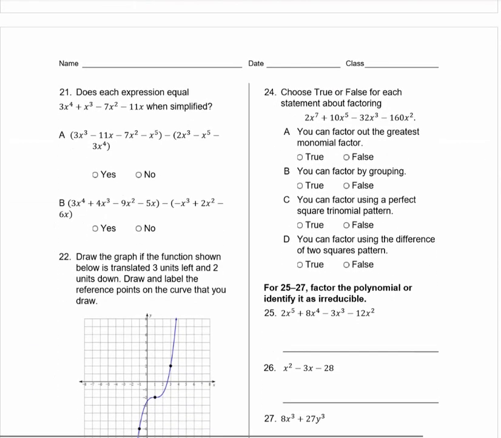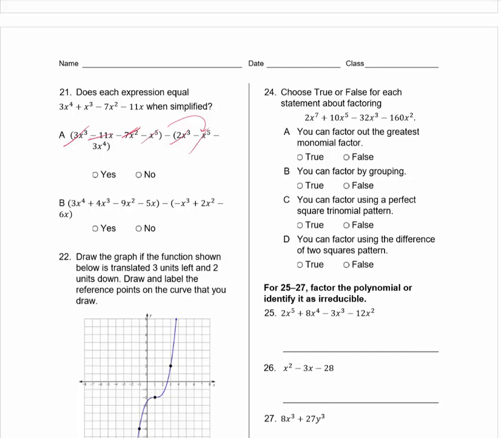Our subtraction problem here is a little bit more complicated. Does each expression equal 3x to the 4th plus x cubed minus 7x squared minus 11x when simplified? Yes or no? All right, so we've got 3x cubed minus 2x cubed is a single x cubed. That works. And that's these two. We've got negative 11x, and it's not going with anything else, so that works. Negative 7x squared doesn't have anything else to go with, so that works. Negative x to the fifth minus negative x to the fifth, so that's really plus x to the fifth. Those actually cancel out, which is good.